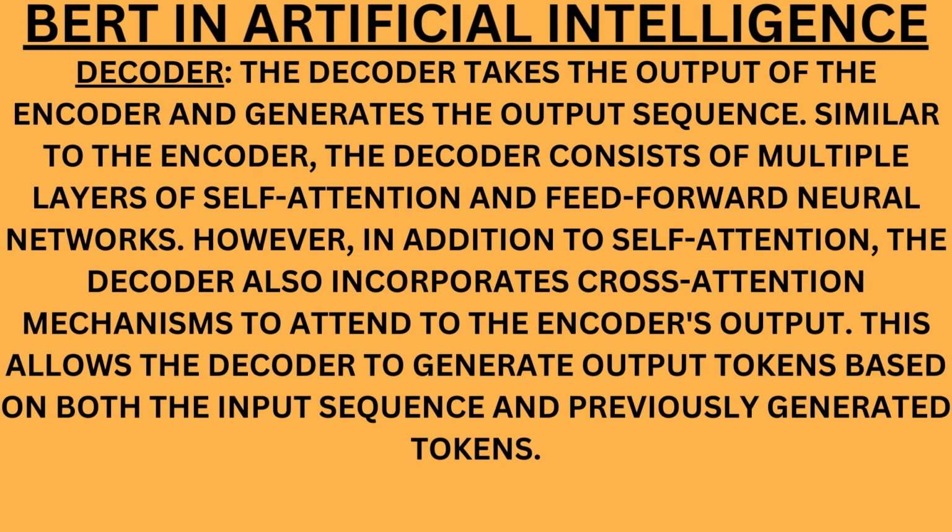Decoder. The decoder takes the output of the encoder and generates the output sequence. Similar to the encoder, the decoder consists of multiple layers of self-attention and feed-forward neural networks. However, in addition to self-attention, the decoder also incorporates cross-attention mechanisms to attend to the encoder's output. This allows the decoder to generate output tokens based on both the input sequence and previously generated tokens.